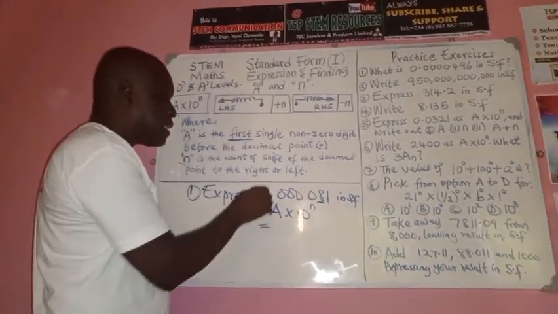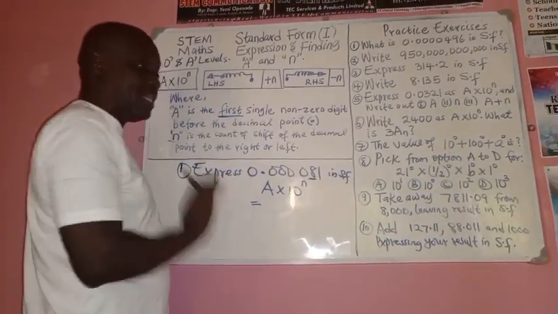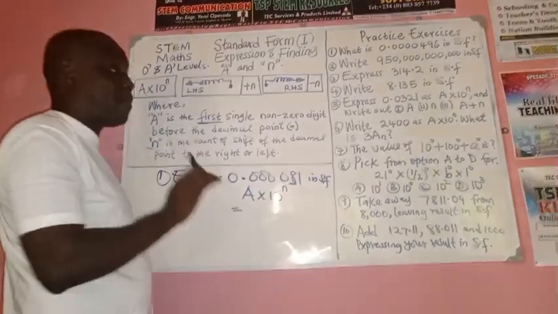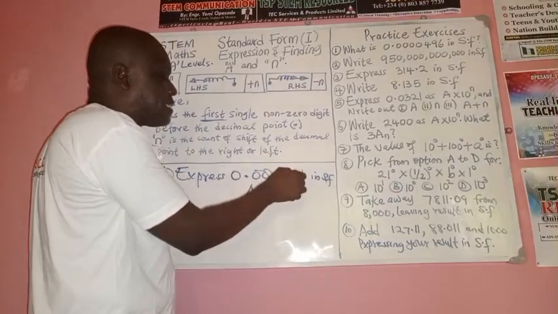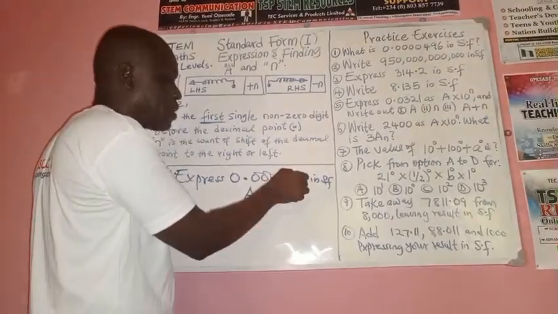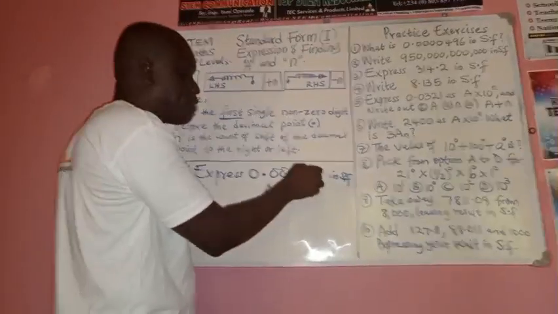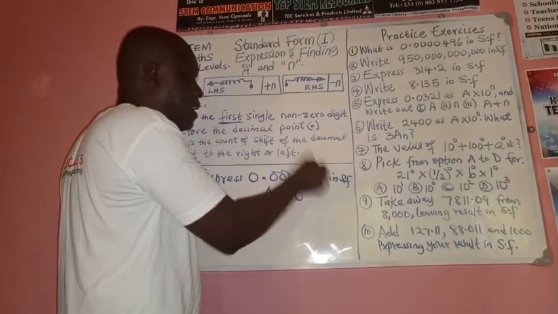So it means that here the decimal point is here already. So they will tell you where the decimal point is. But this decimal point must come immediately after this 8. So it must come here. It must come between 8 and 1 because it must be immediately after 8. Immediately.